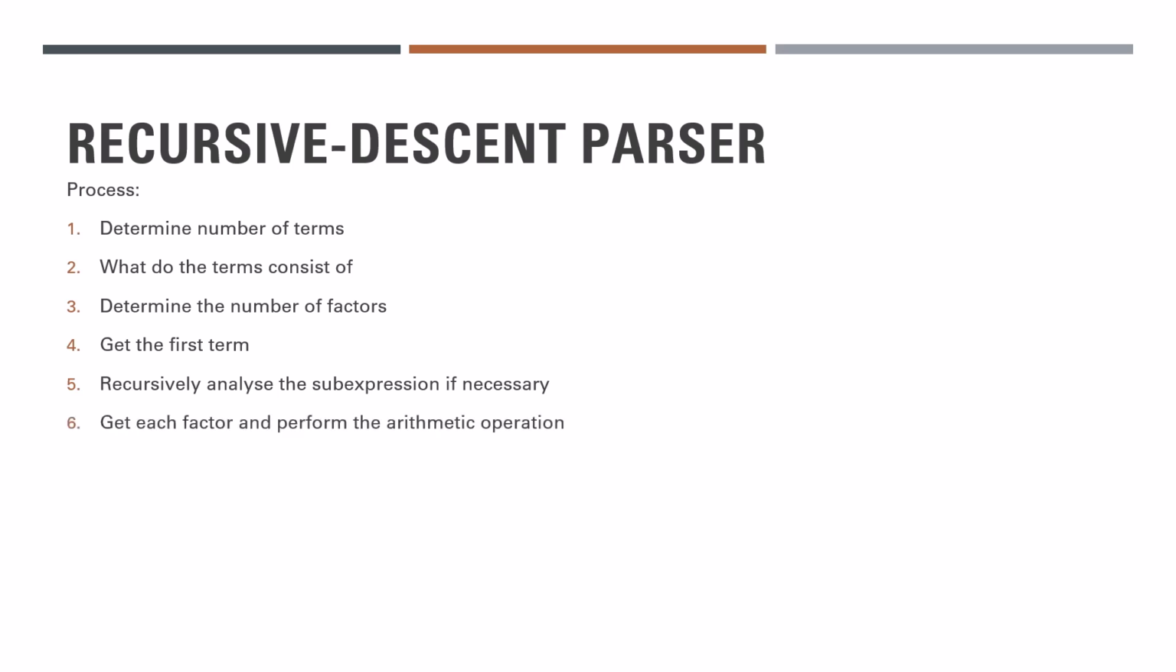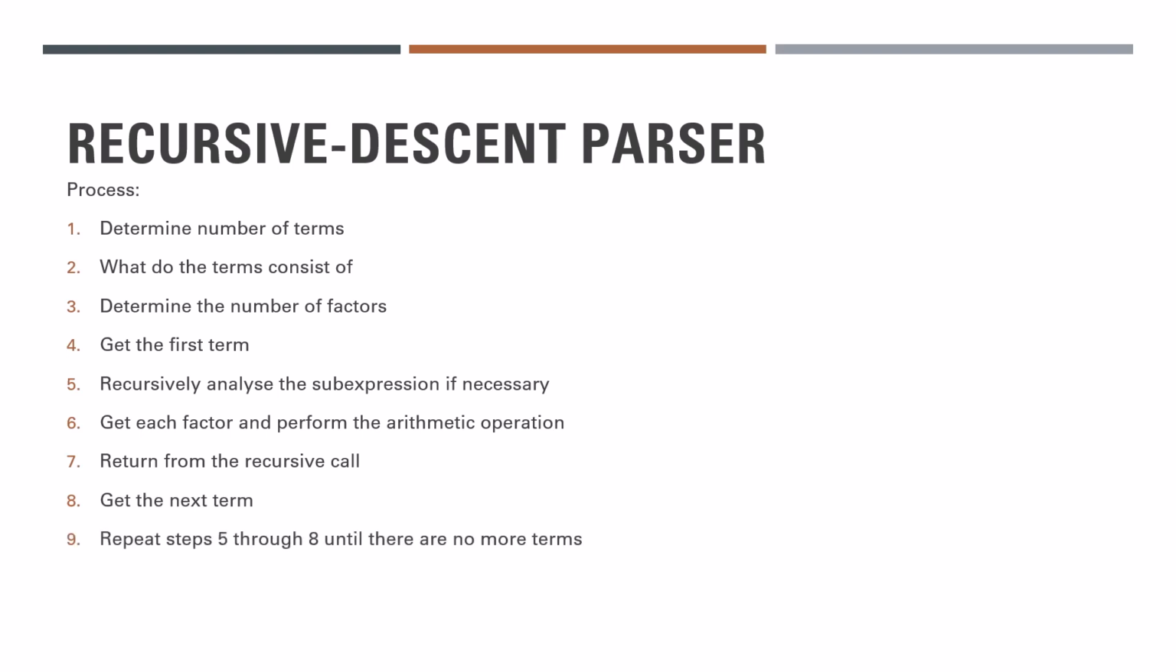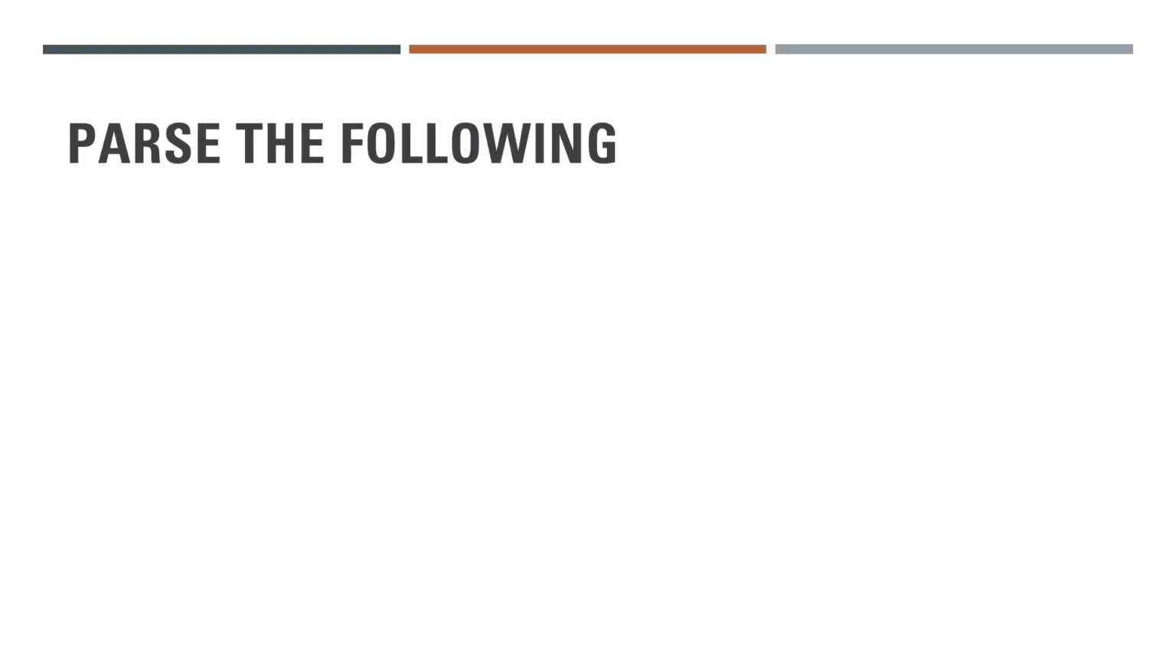We get each factor and perform the arithmetic operation, return from the recursive call, get the next term, and repeat steps 5 through 8 until there are no more terms, at which point we print the result. Now that we know the process, let's go parse.